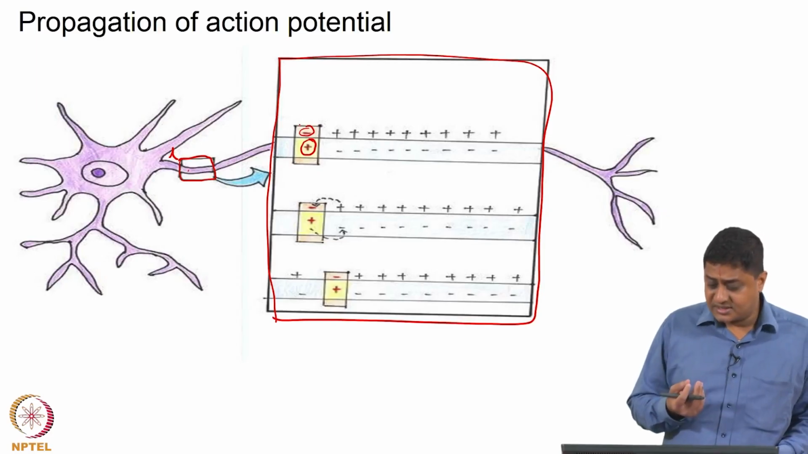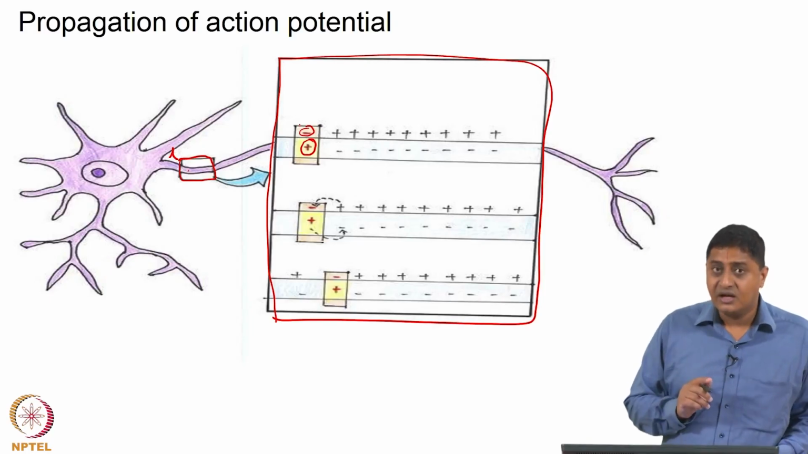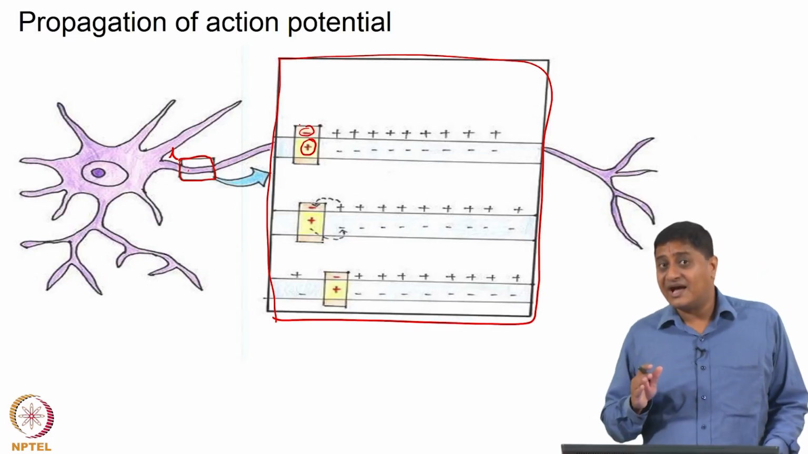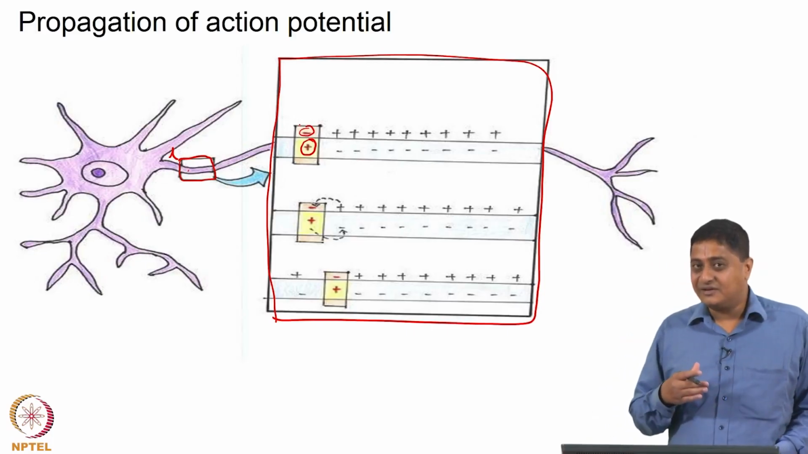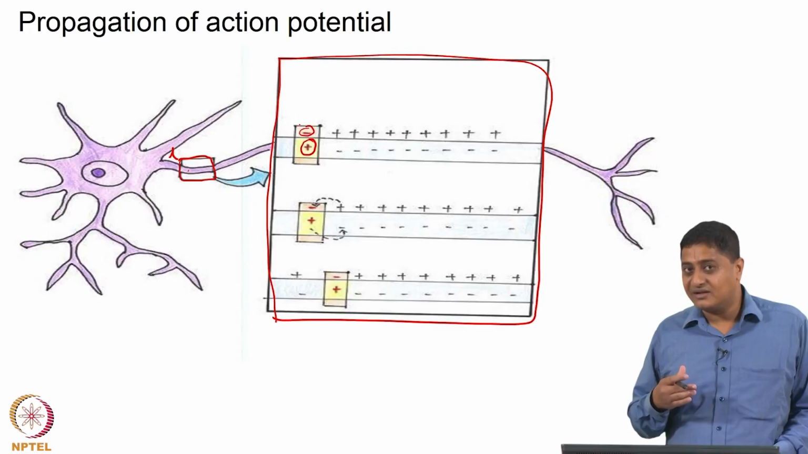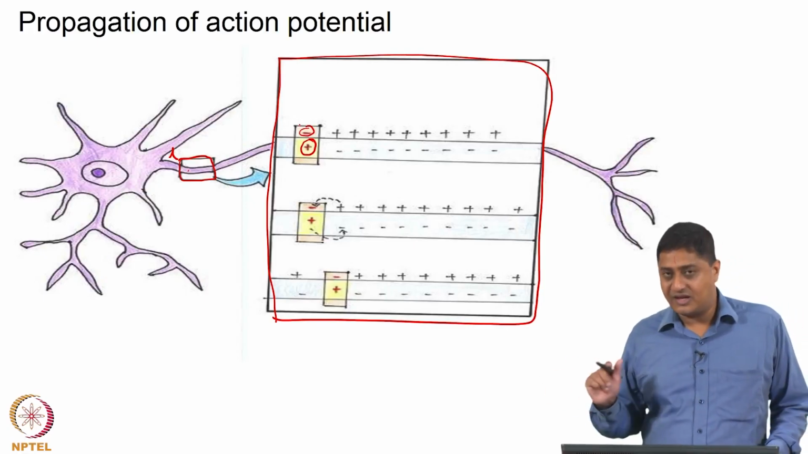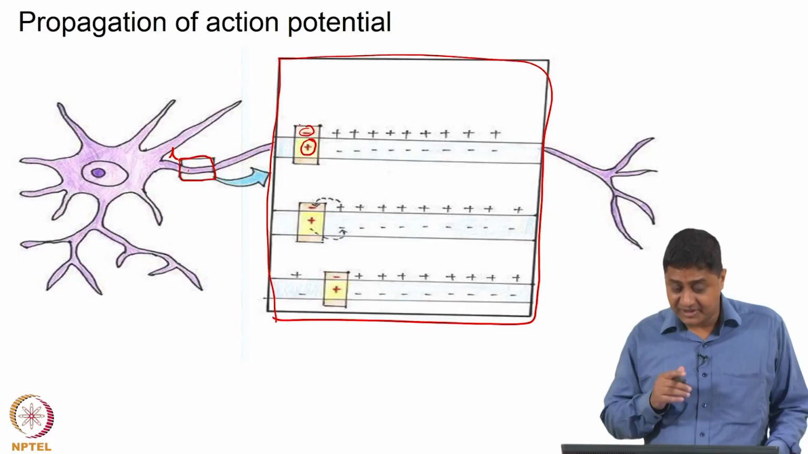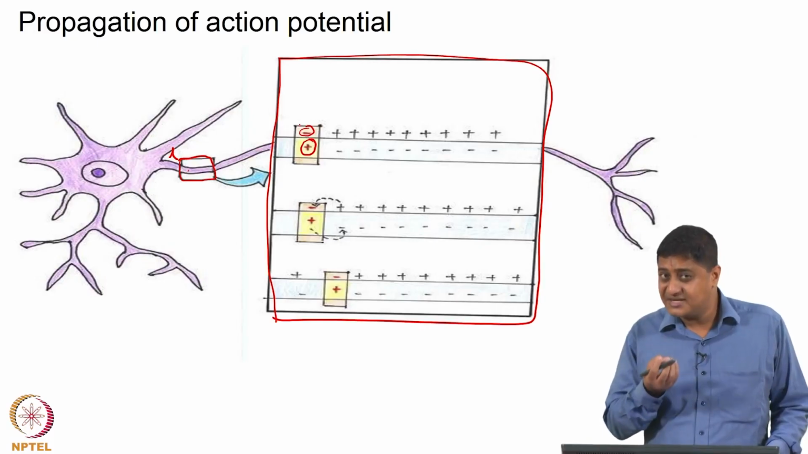Why? Because of the restorative mechanisms that we have discussed earlier, and also because the sodium conductance does not remain high for a long period. It remains high for a very brief period and then becomes 0 or a very small value, and then the potassium conductance increases and remains high for a relatively long period. This is what we saw. Because of this reason, this is a transient phenomenon.